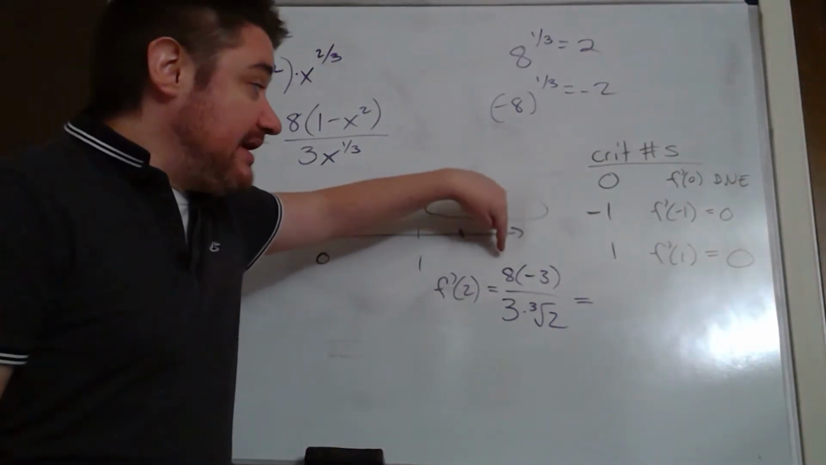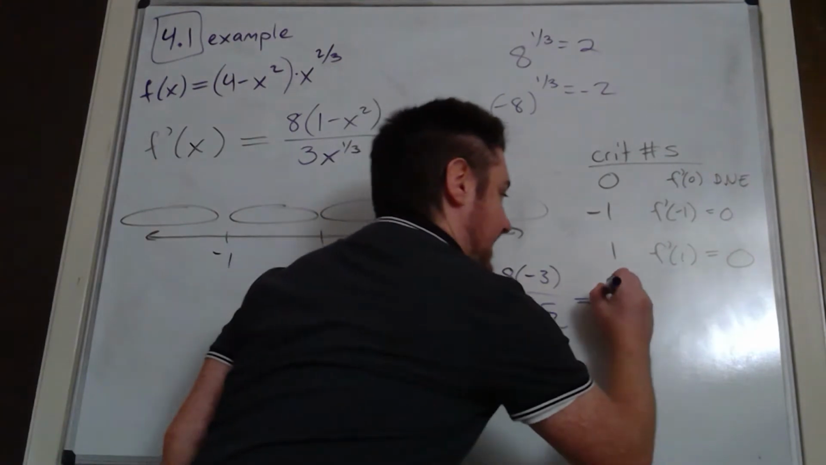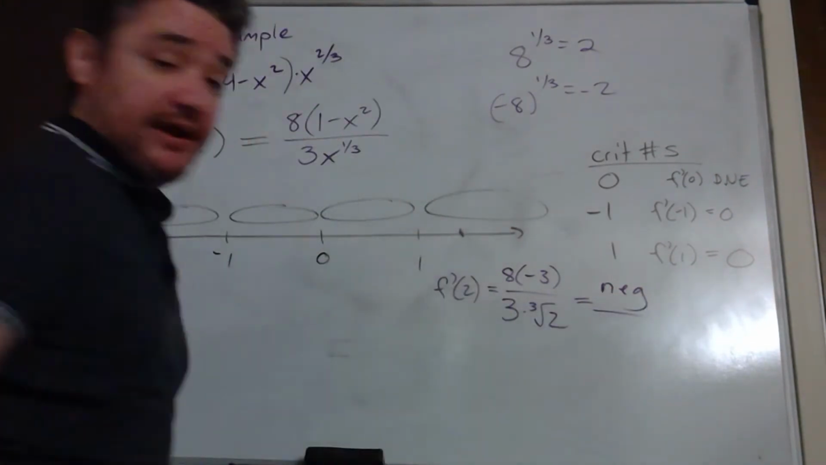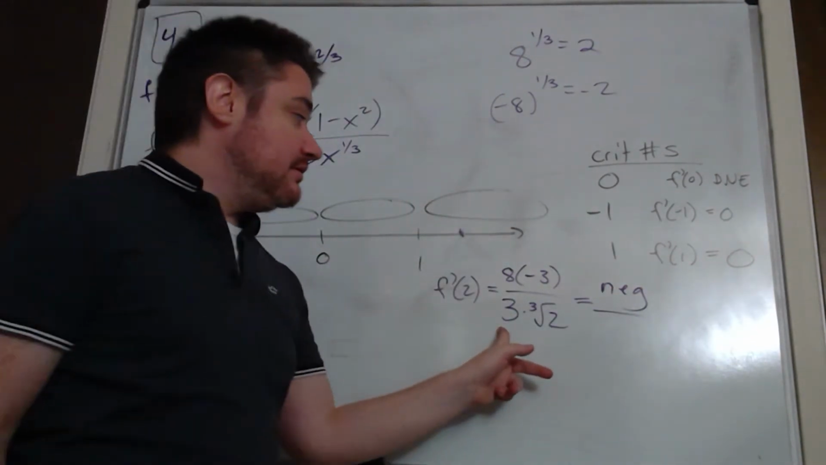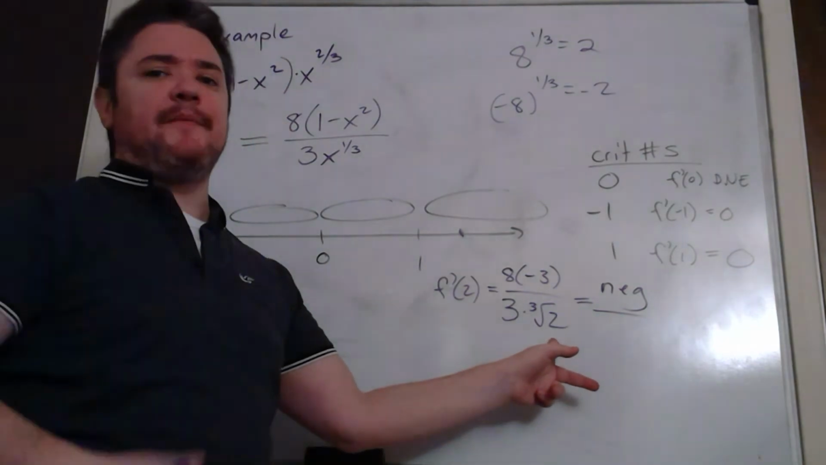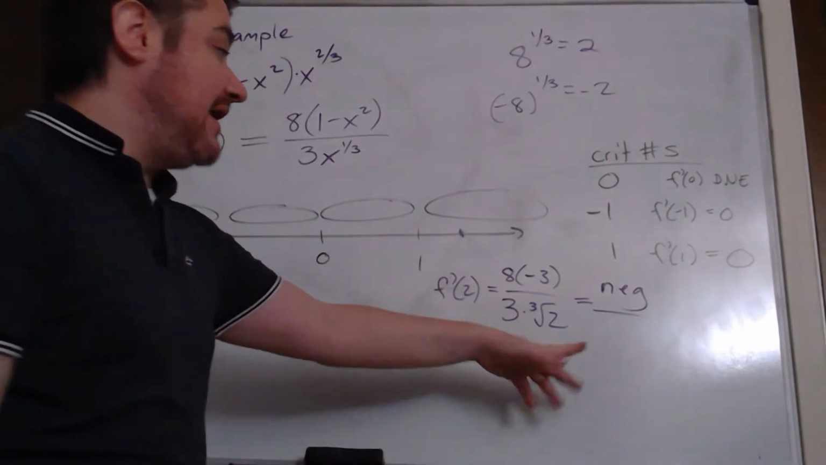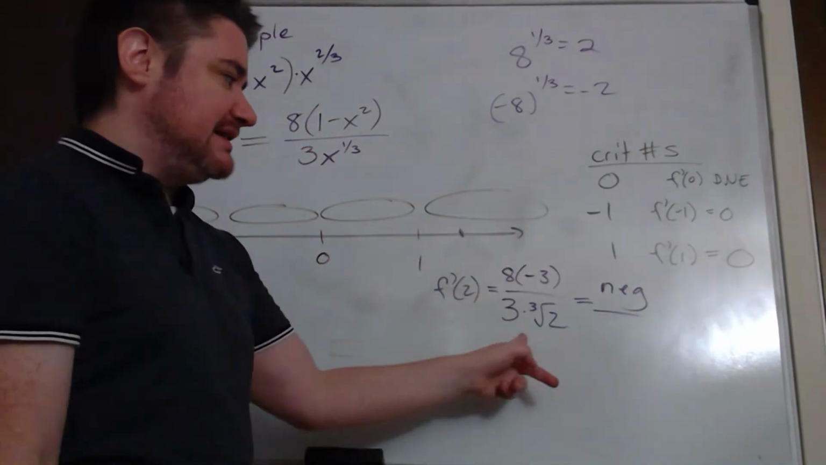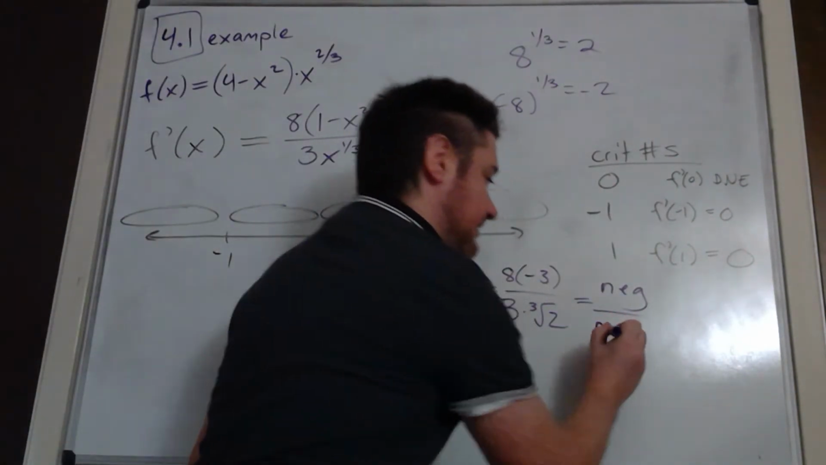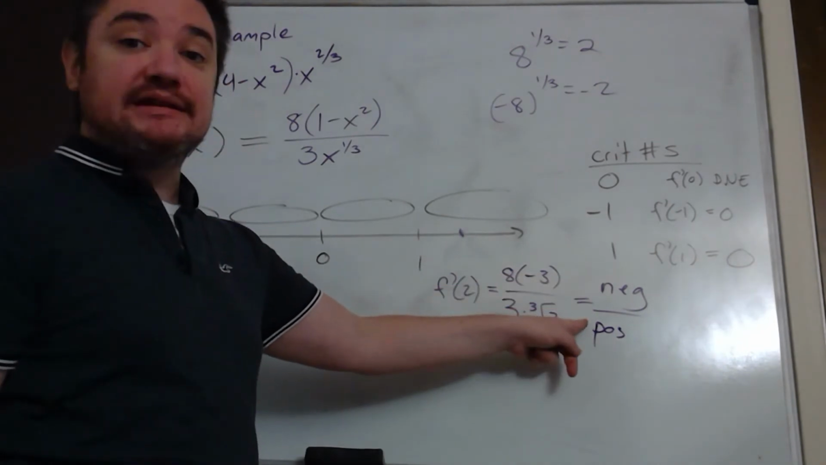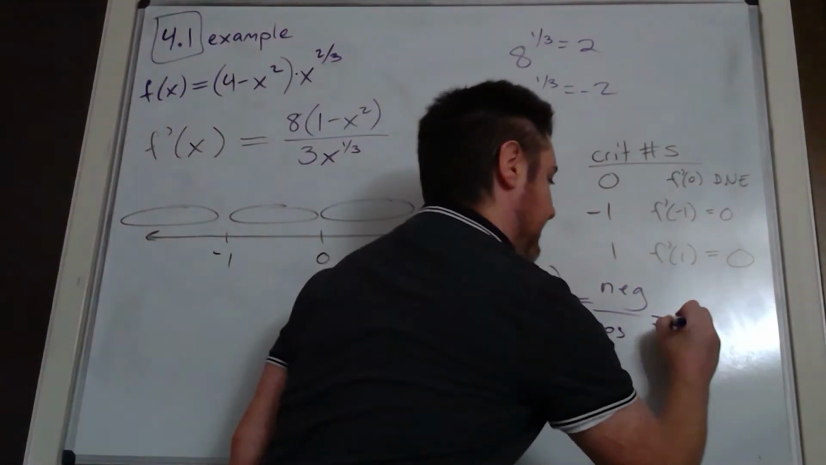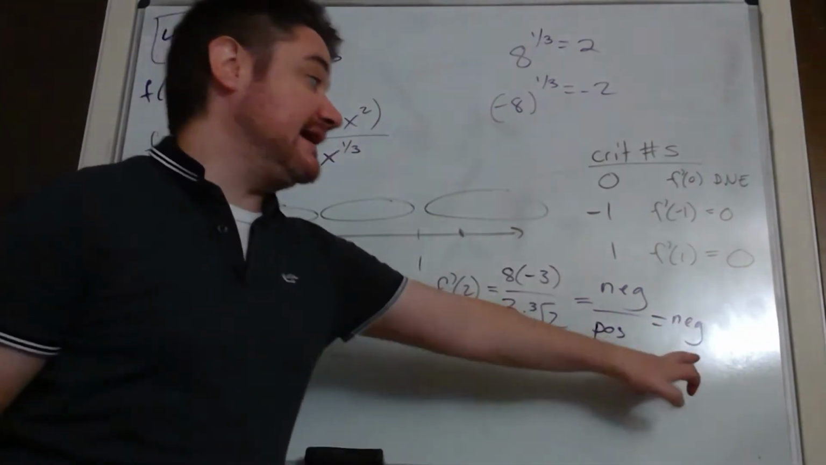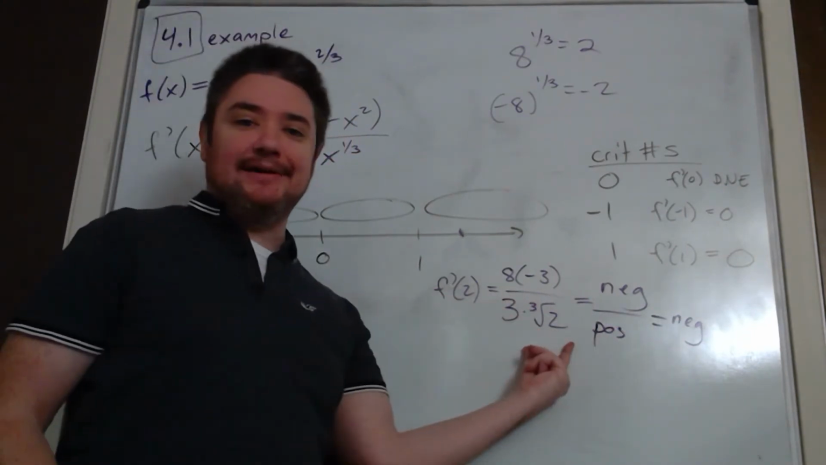8 times negative 3, positive times negative up top, gives me a negative numerator, right? 3 is positive. Cube root of 2, cube root of a positive number is positive. I don't know exactly what it is, right? Some irrational number that goes on forever decimal-wise, but positive times positive gives me a positive. Negative divided by positive is negative. Right? If you take a negative number divided by a positive number, you get a negative number. So do I need to actually calculate this?